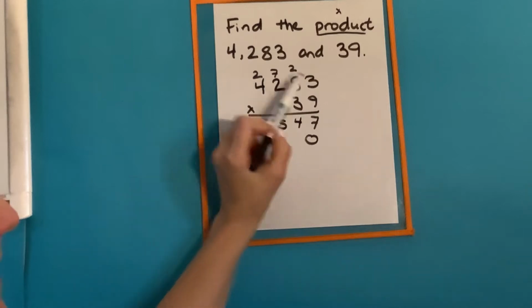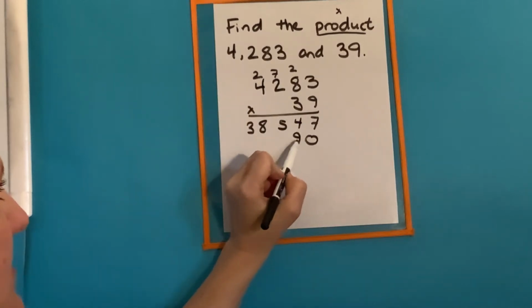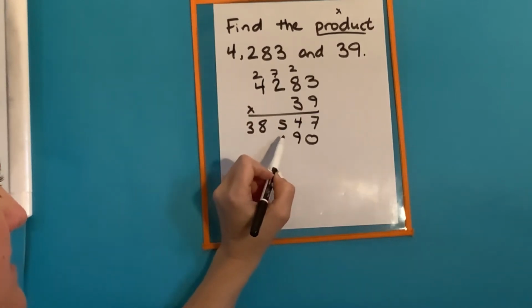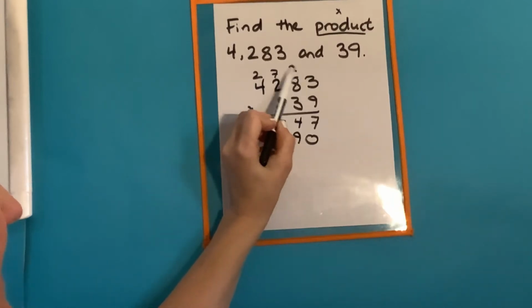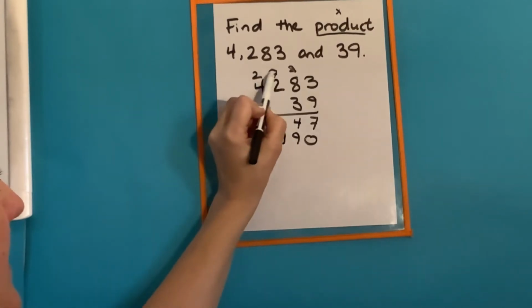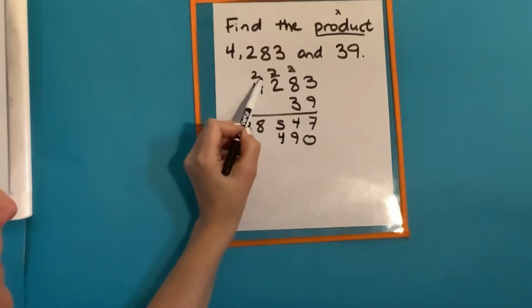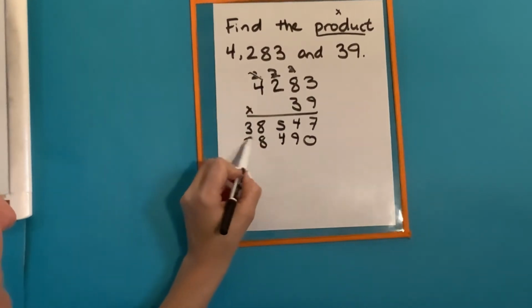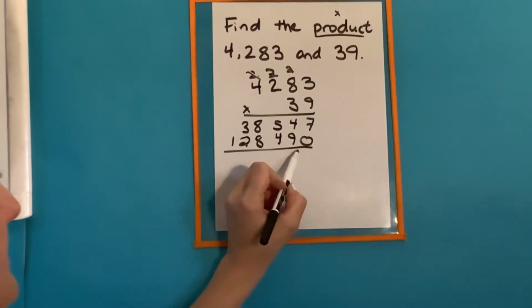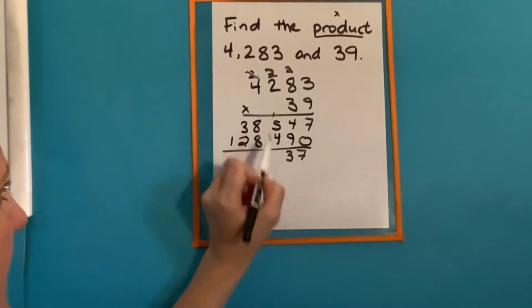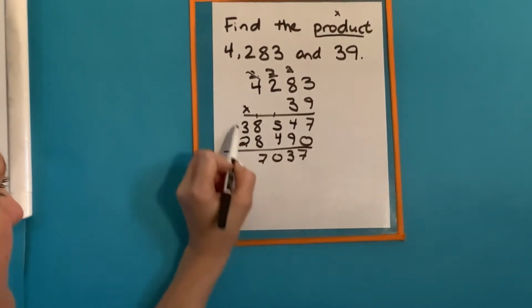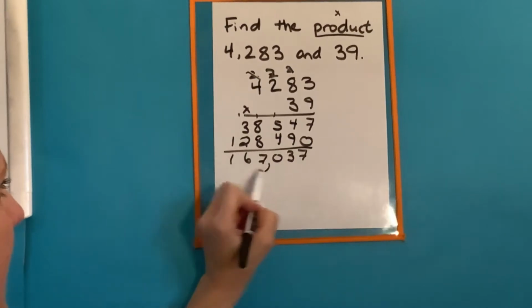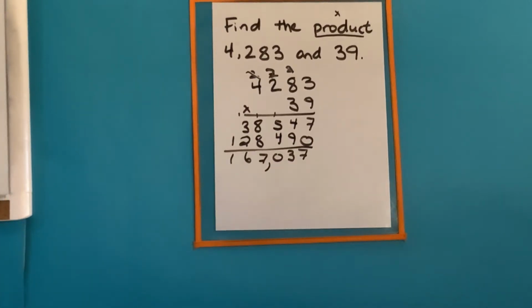So now we do our 3 times 3 is 9. 3 times 8 is 24, carry that 2. 3 times 2 is 6, plus 2 is 8. 3 times 4 is 12. Then we add, and when we add, we should have ended up with 167,037. How do we do, fifth graders?